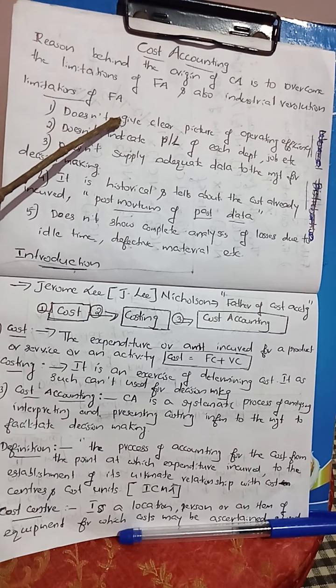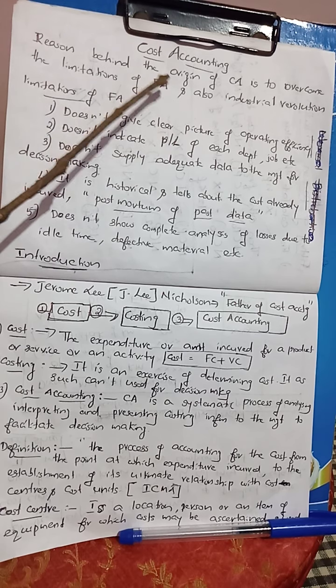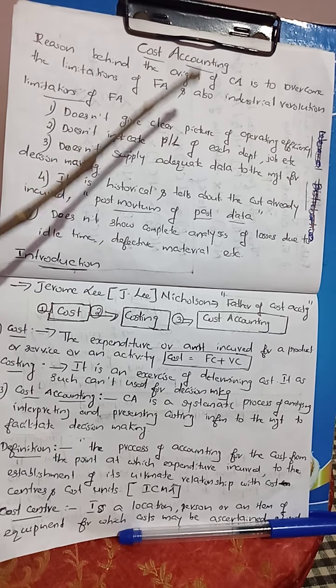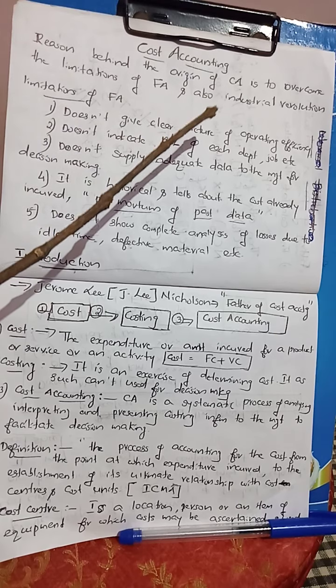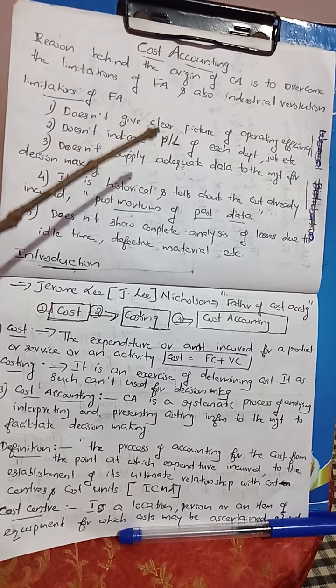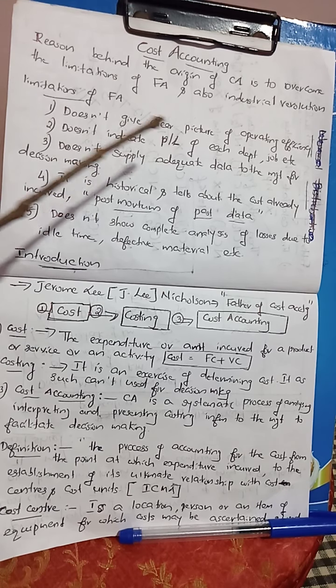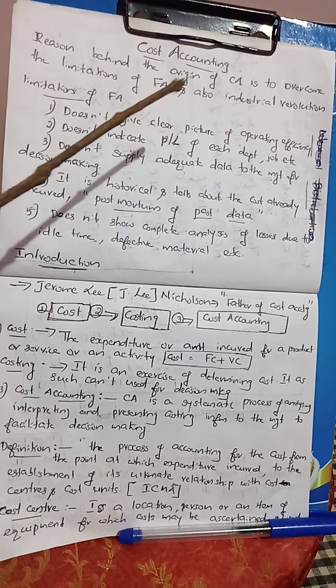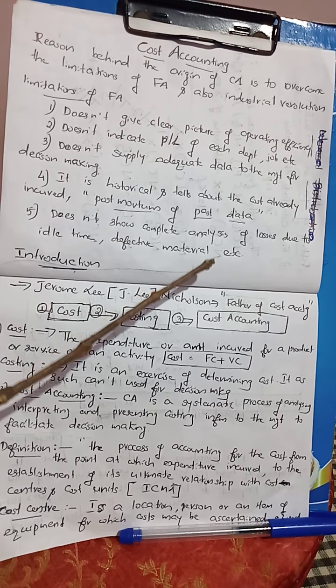So in order to overcome these limitations of financial accounting, we make use of a new branch of accounting called cost accounting. This is the reason behind the introduction of cost accounting. Cost accounting helps to take decisions with regard to all these matters. So the limitations of financial accounting become the advantages of cost accounting.